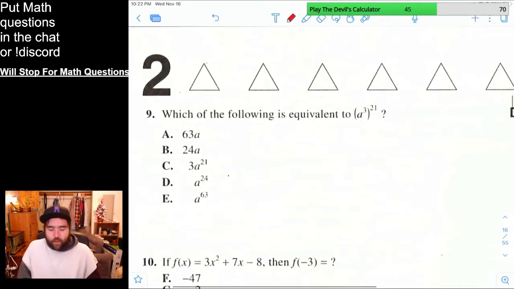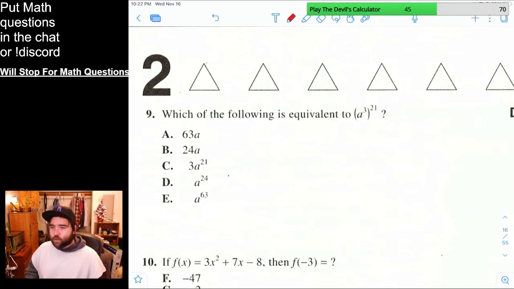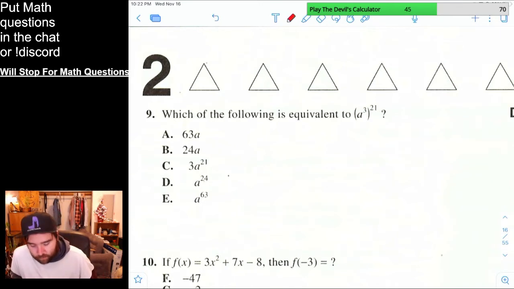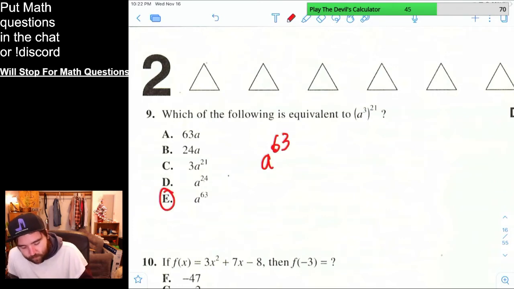Okay, which of the following is equivalent to a cubed to the 21? So yeah, when you have an exponent raised to an exponent, you multiply the exponents. So 3 times 21 is 63. A to the 63. E.